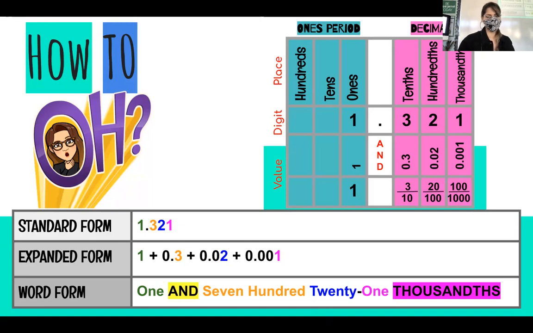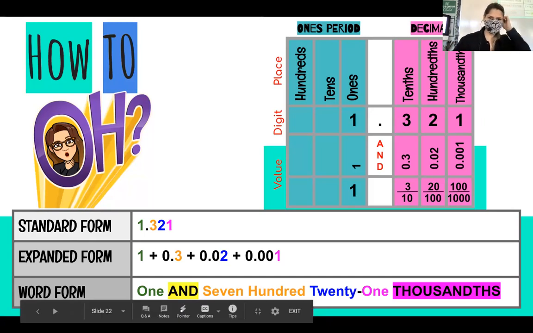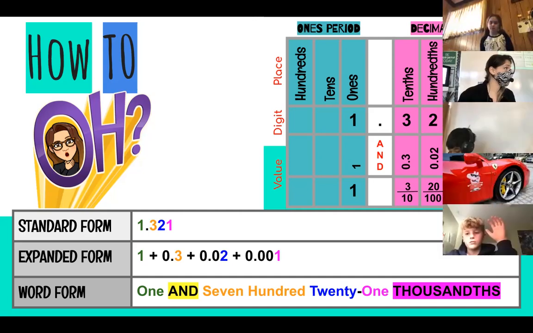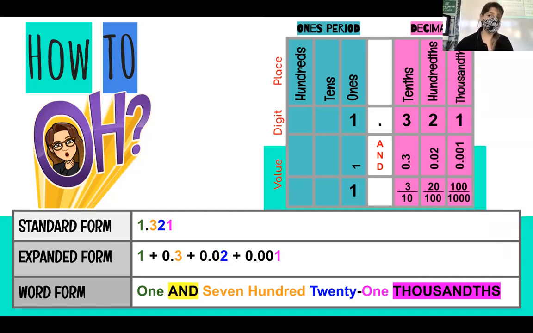Always. Miss Velez, I have a question. Yes. If you were writing it out in word form, and it was 0.32, would you write 0 and 32 hundredths? Fabulous question. Just like in real life with fractions, we never say 0, right? If I said I have 1/2 of something, I don't say I have 0.5, do I? So if I had 0.32, I would just say I have 32 hundredths. I don't need a 0 or an and.